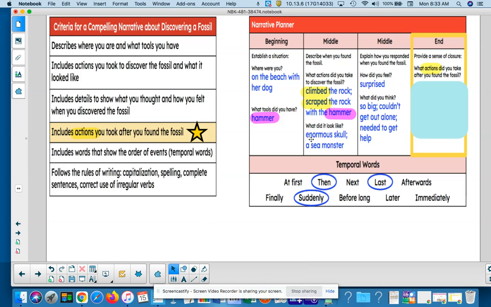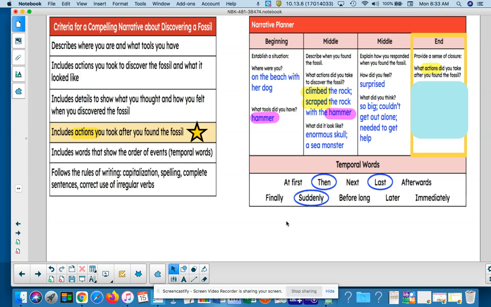Let's continue. What did it look like? It looked like an enormous skull. Remember, the word enormous means very big. And it looked like a sea monster. How did you respond when you found the fossil? So how did I feel? I felt surprised. And what did I think? I thought it was so big. Couldn't get it out alone.